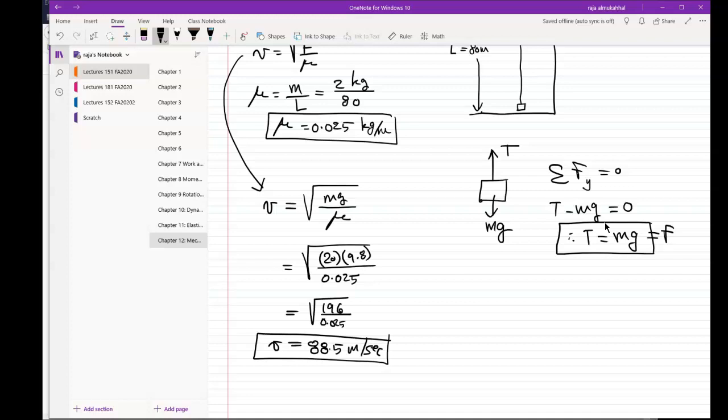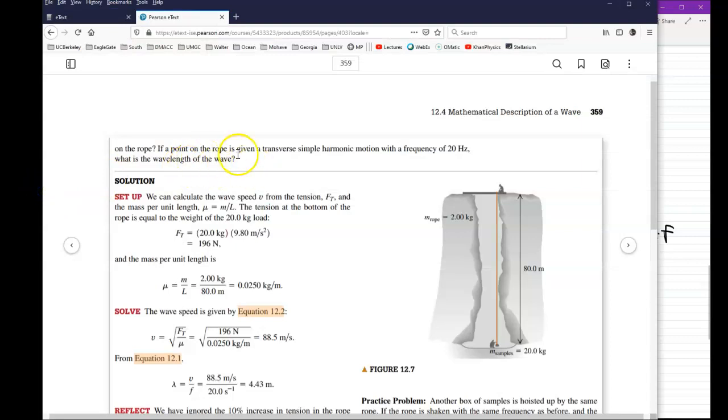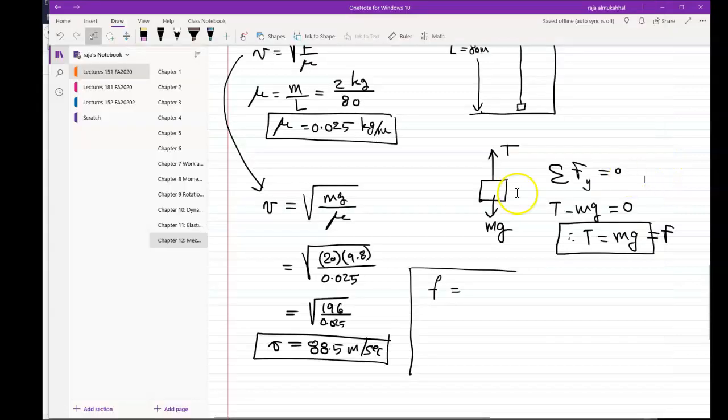All right. Now the last part of the problem. The frequency is the number of cycles per second. Let me read that part of the problem again. He says a point on the rope is given a transverse simple harmonic motion with a frequency of 20 hertz. What's the wavelength? So the frequency is 20 hertz. What's the wavelength? Lambda, right?